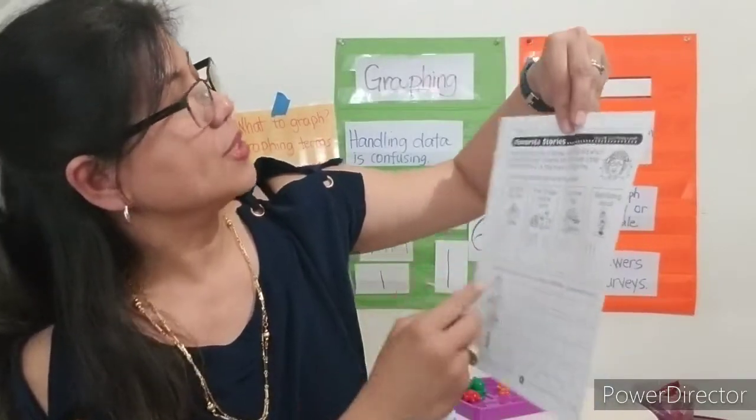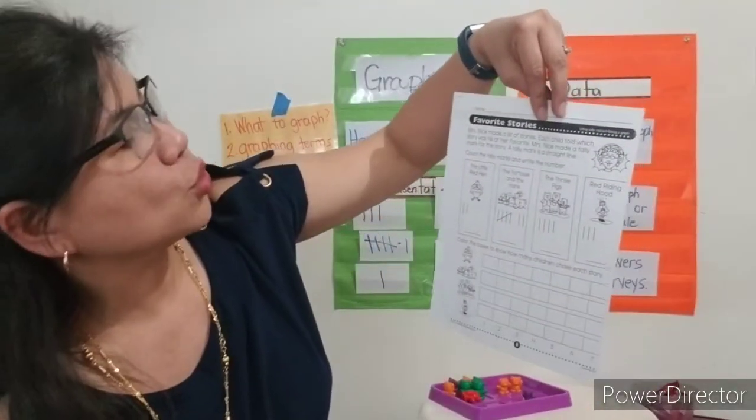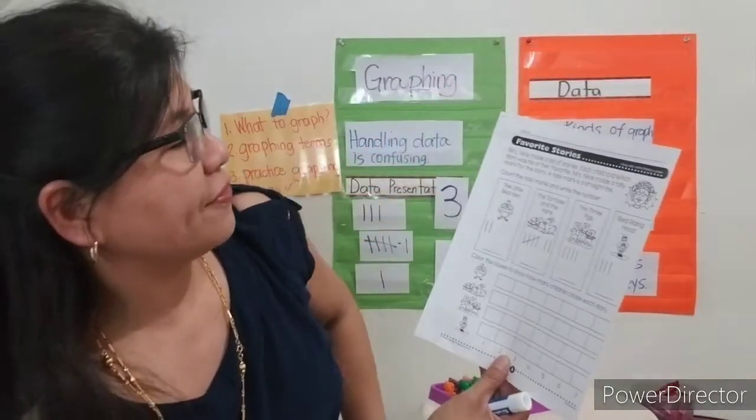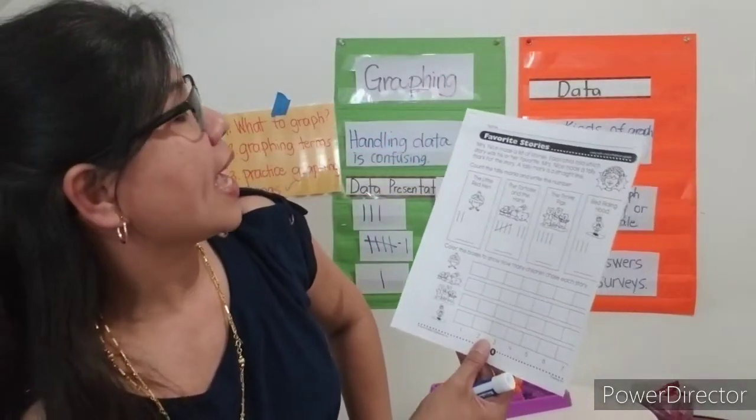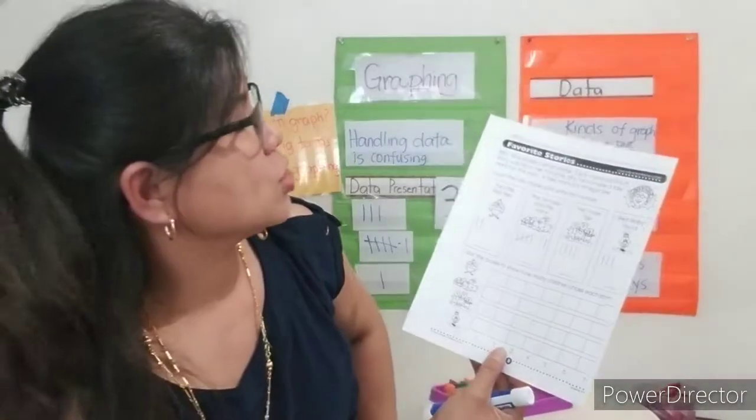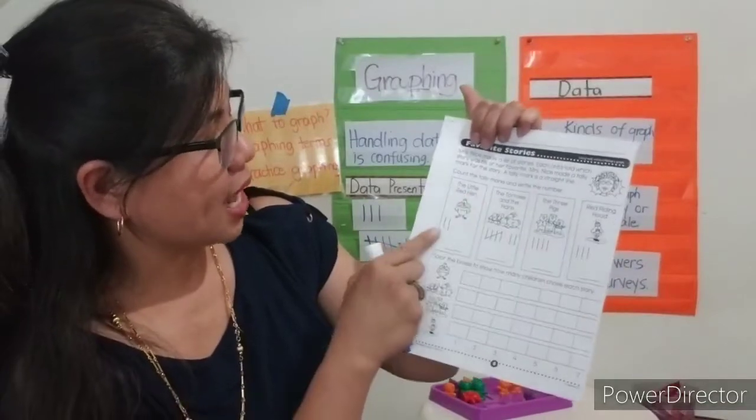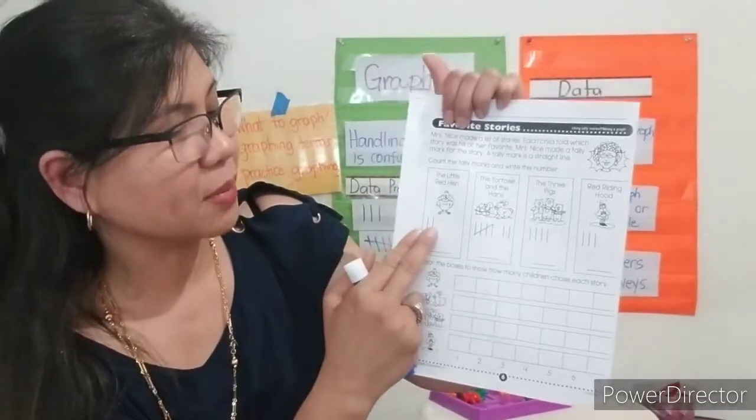Another one here, you can always pause the video. Okay, so this one says Mrs. Nice made a list of stories. Each child told which story was his or her favorite. Mrs. Nice made a tally mark. Wow. So she used a tally mark for the story. A tally mark is the straight line. So the little red hen, how many people like it? There's 2 tally marks here.